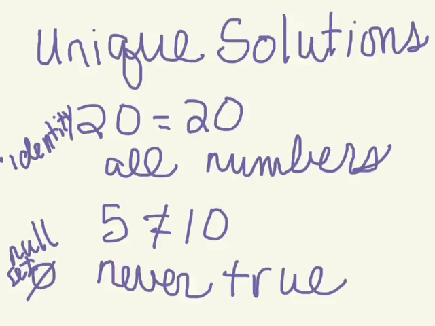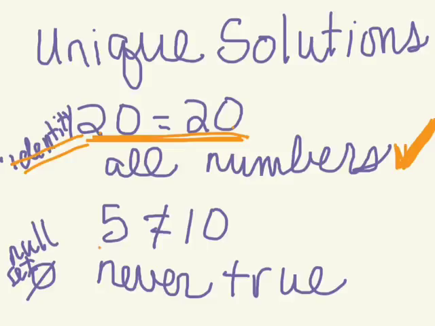Every so often you're going to get a solution that throws you for a loop. There's a couple of unique solutions. Sometimes you'll get a solution where you get a number equals itself. So 20 equals 20 or 10 equals 10 or 5 equals 5. Whenever that happens, the solution to that equation would be all possible numbers. Anything you substitute into that equation would be a solution. So any number is a solution. That would be called an identity. So all numbers work.